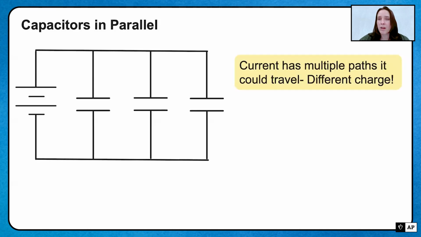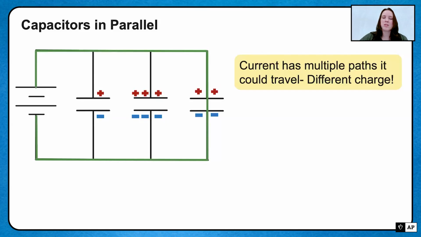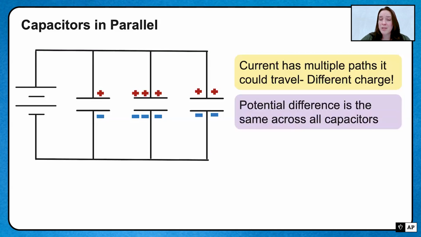So capacitors in parallel. When we were talking about resistors, current had multiple paths that it could travel, and that's still true. But the way that translates over into capacitors is that all of these branches, all of these paths, can have different charges now, because the current and the charge distribution can split itself amongst those branches. The potential difference across these capacitors is also going to be the same, just like it was with our resistors. So this entire blob of wire up here in yellow is at the same potential, and this entire blob of wire down here in pink is at the same potential.